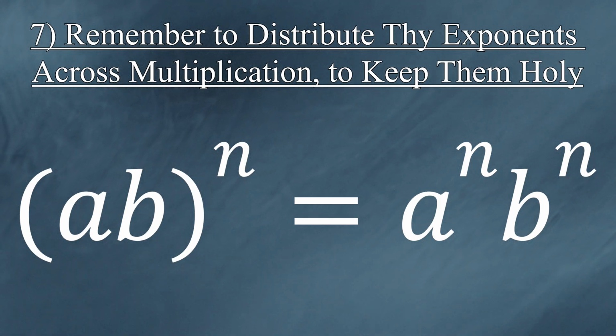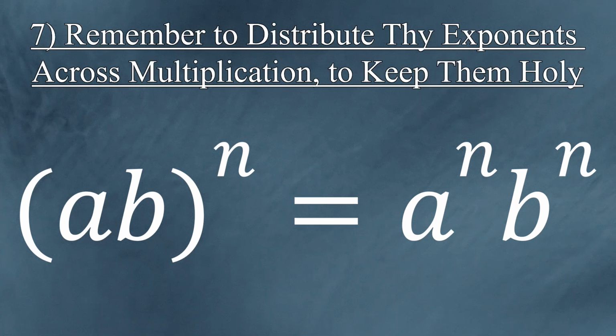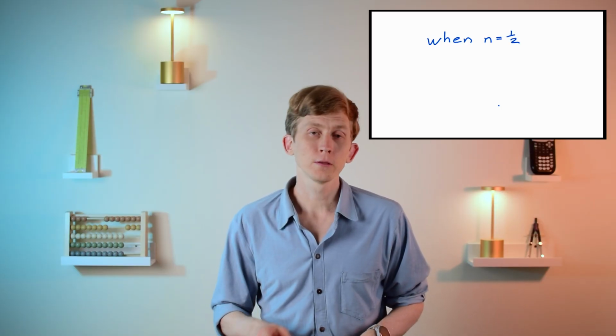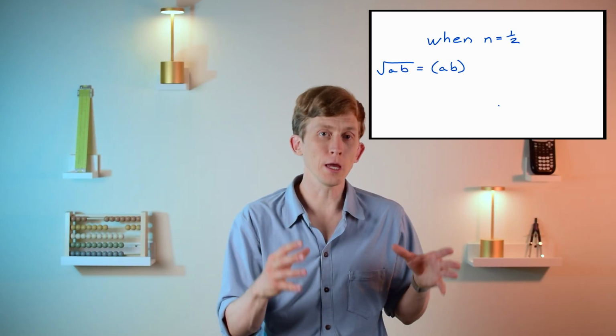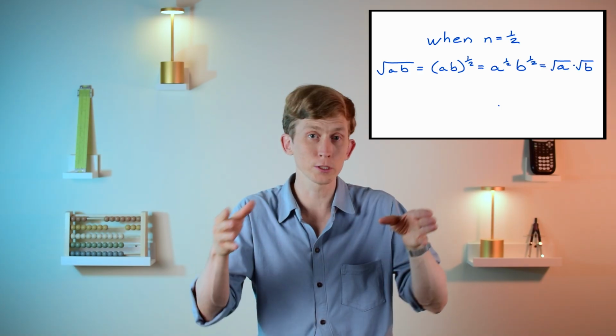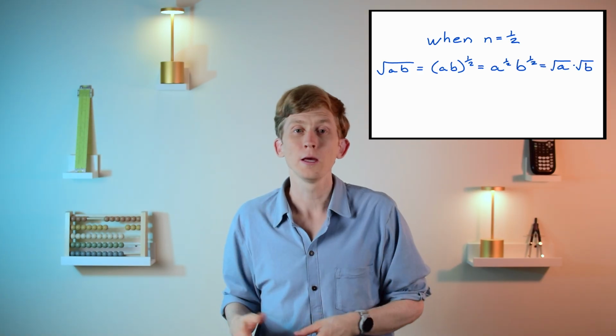7. Remember to distribute thy exponents across multiplication, to keep them holy. ab to the n is equal to a to the n times b to the n. Most often this comes into play when n is equal to 1/2. The square root of ab is ab to the 1/2, which is a to the 1/2 times b to the 1/2, which is root a times root b. This tells us that we can break radicals across multiplication.